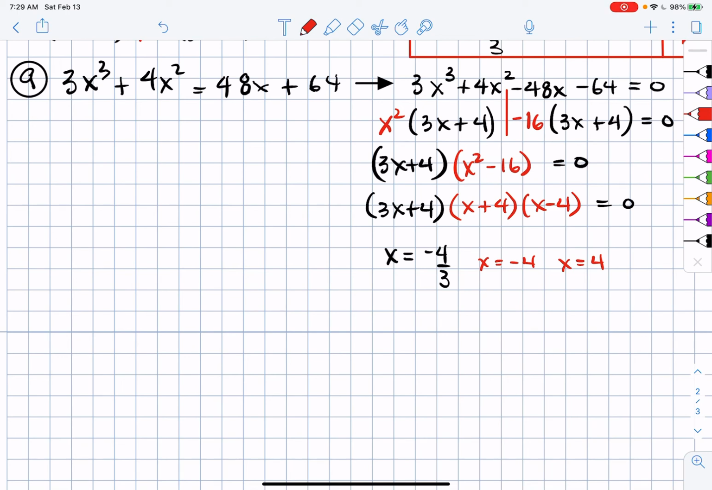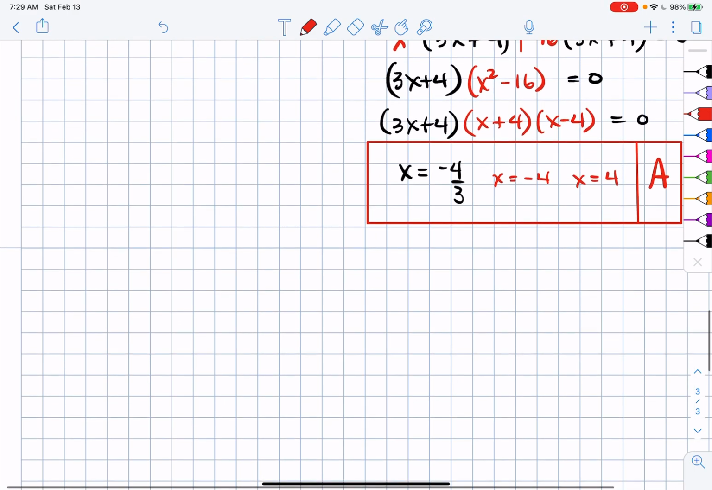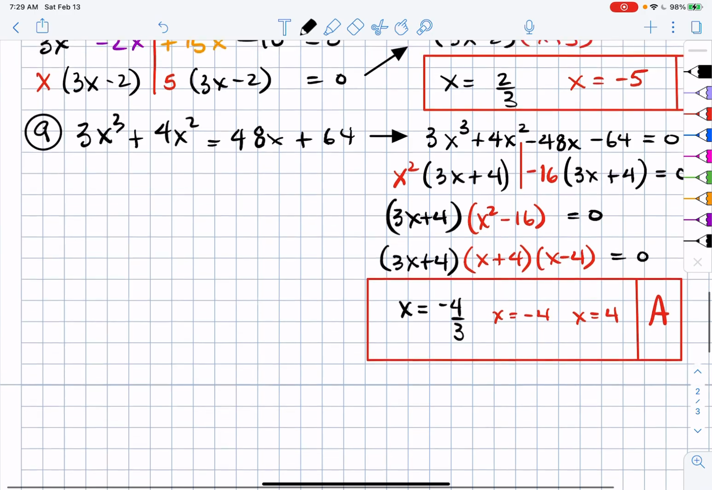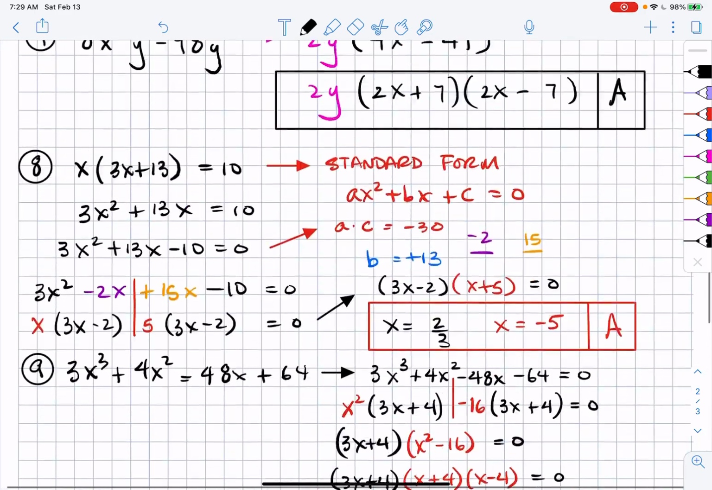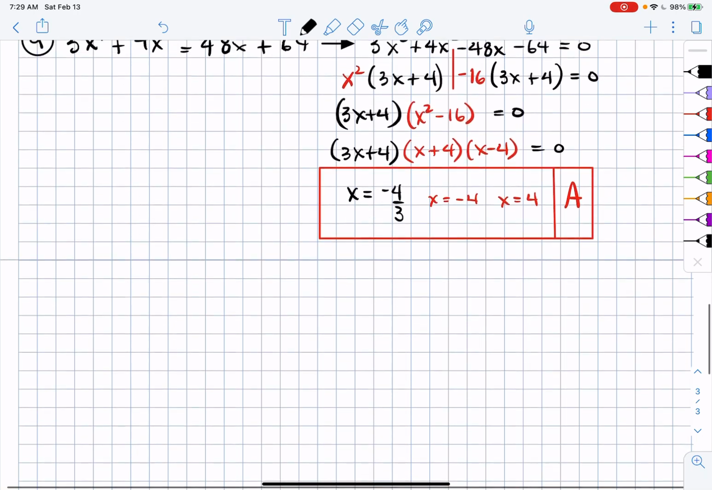Oh, never mind. I almost didn't see the negative. That's going to be choice A. I thought I didn't see that negative 4/3 there. There we go. All right. So on to number 10.